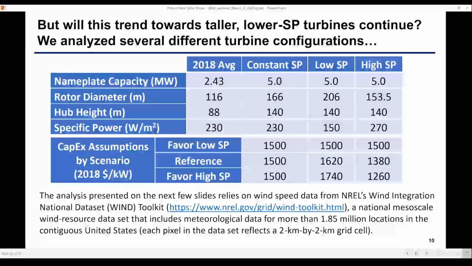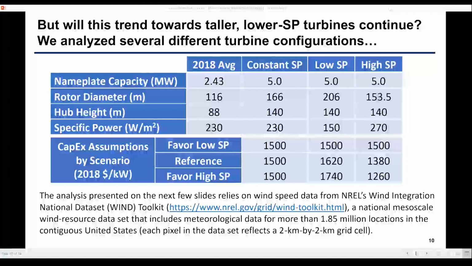Well, thanks again, Mark. As Mark was talking about, what we wanted to do with this portion of the analysis is explore the conditions under which these historical trends towards lower specific power will continue or not. To do that, we set up a relatively simple set of different turbines with different specific power, shown here in the upper part of the table. We had our 2018 average turbine, which was just the average turbine characteristics for turbines installed in the US in the calendar year 2018. As Mark talked about earlier, that resulted in a specific power of about 230 watts per meter squared.